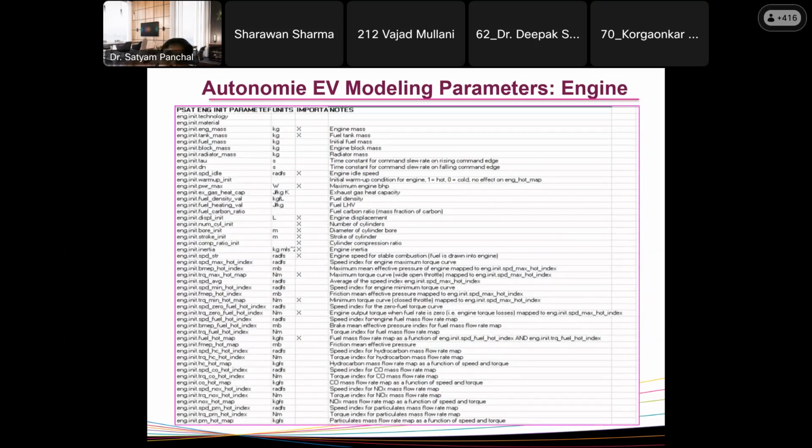The third part is the engine, typically not for the EV, but for the plug-in hybrid electric vehicle or hybrid electric vehicle, where we need the engine mass, the tank, the initial fuel mass, engine block mass, engine idle speed, fuel density, fuel LHV, engine displacement, number of cylinders, stroke, diameter, and compression ratio. All those parameters are needed for engine modeling. Even fuel mass, fuel ratio, the speed index for NOx, mass, speed index, torque index, and particular mass flow rate. I don't want to go into those detailed parameters, but these are the typical important parameters required for the engine part.